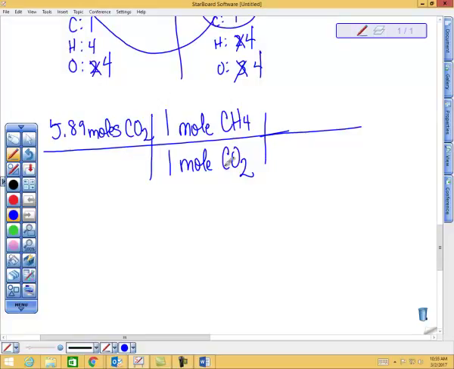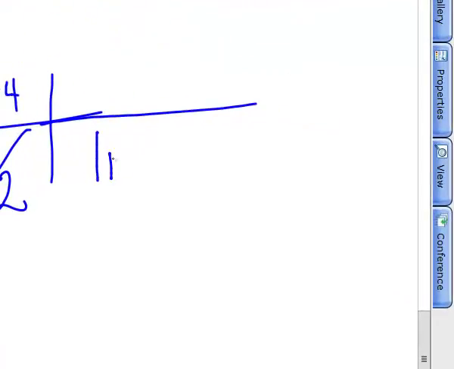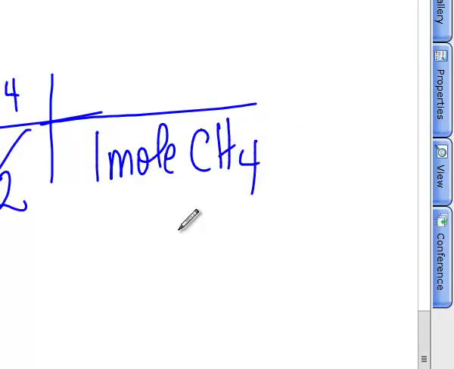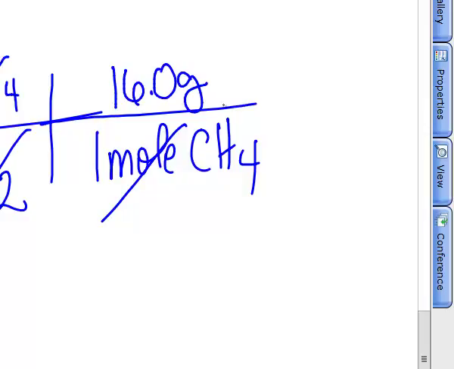You see how moles of CO2 is gone? I'm going to take these moles of CH4, and I'm going to convert it to mass. And we do molar mass to do that. Let's see, so carbon is 12, hydrogen 13, 14, 15, 16. So this should be 16.0 grams. See how I'm cross-canceling moles of CH4 to get my grams.